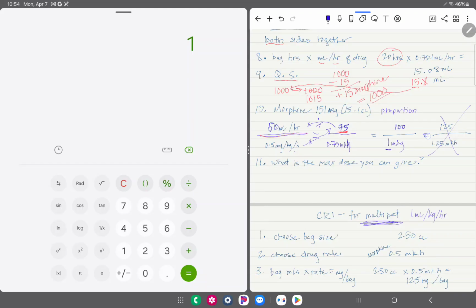And you can see I did the math out farther. I said, well, what if I run it at 125 mL an hour? That got me to 1.25 mg per kg per hour. That's too high. So the highest I can go is 100 mL an hour to get him to 1 mg per kg per hour. Now that's not to say there aren't a lot of numbers in between 100 and 75.